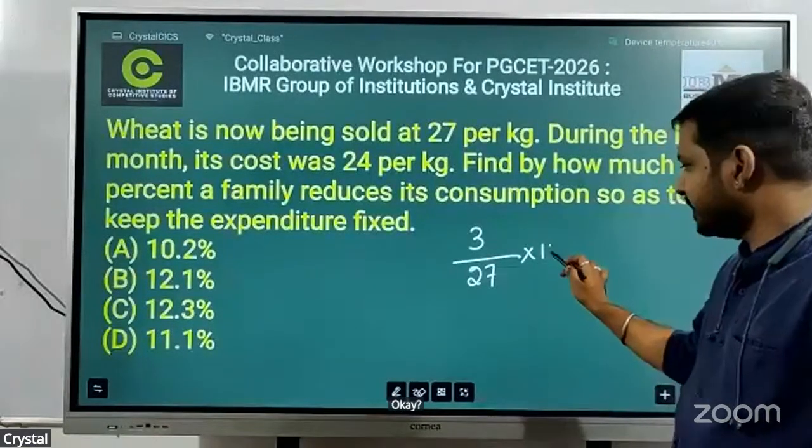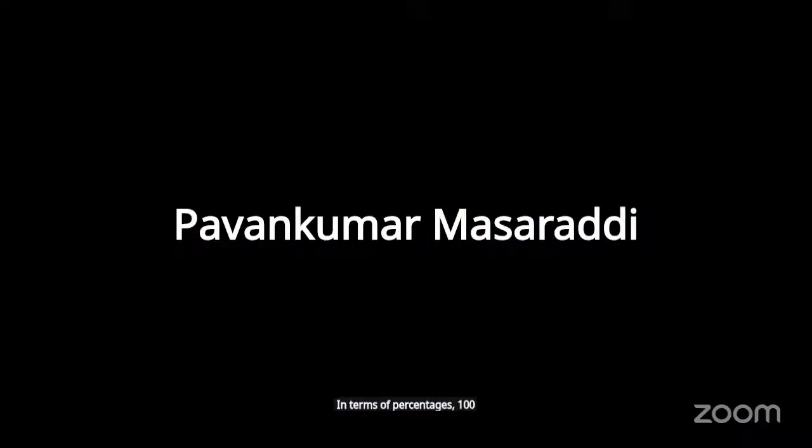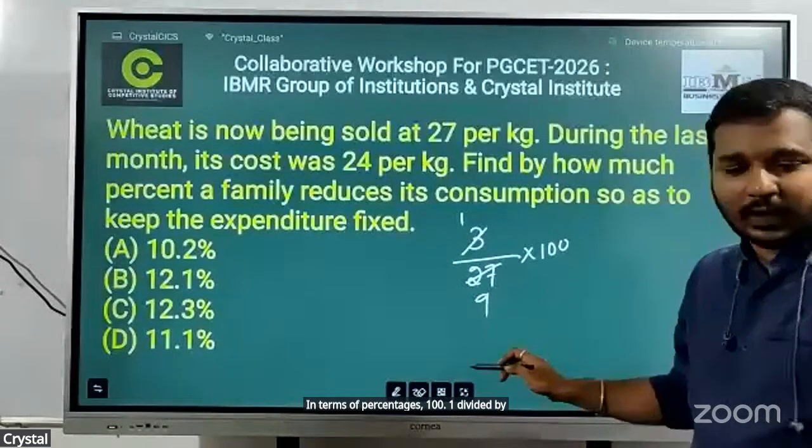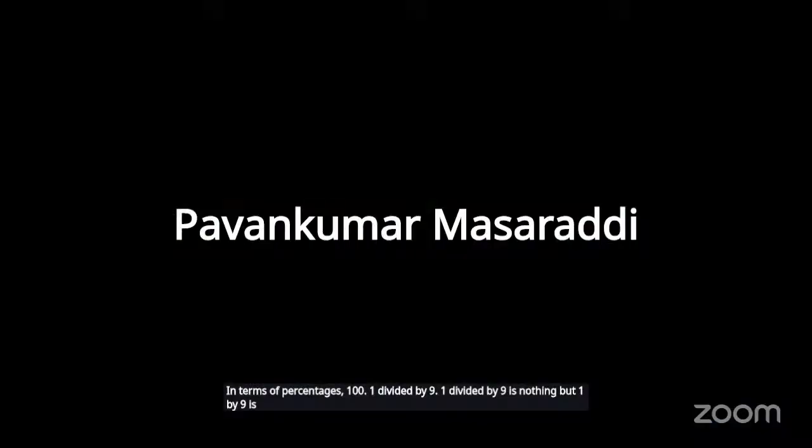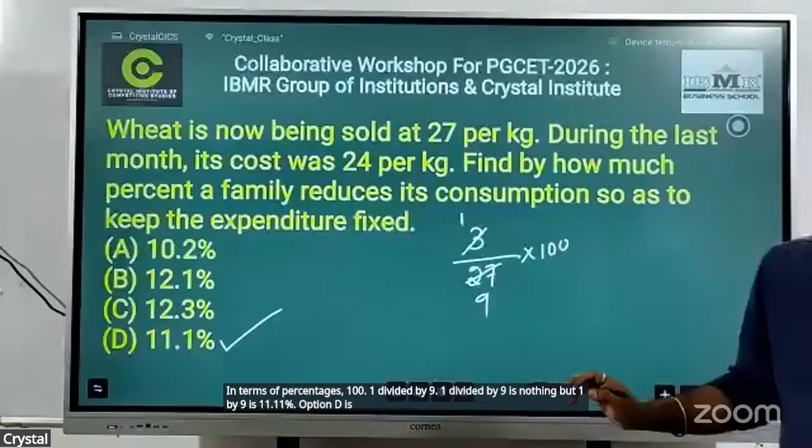In terms of percentages, multiply by 100. 1 divided by 9 is nothing but 11.11%. Option D is the correct answer. Correct? Okay.